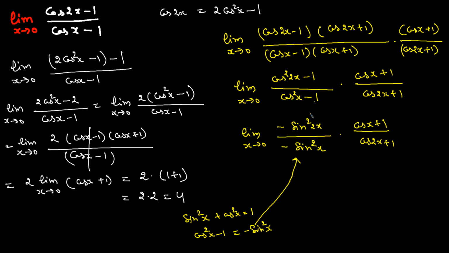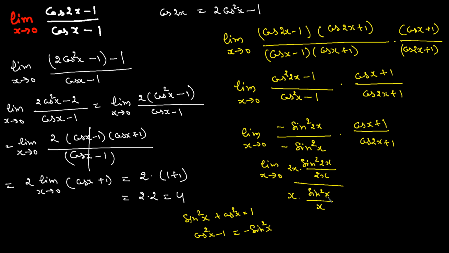Instead of cos square x, I wrote minus sine square x. And when it is 2, just put 2 there. Alright, let's solve it further. So minus minus cancel each other, gives me plus. And what I'm going to do over here, limit x approaches 0, sine square 2x over 2x into 2x, divided by sine square x over x into x.